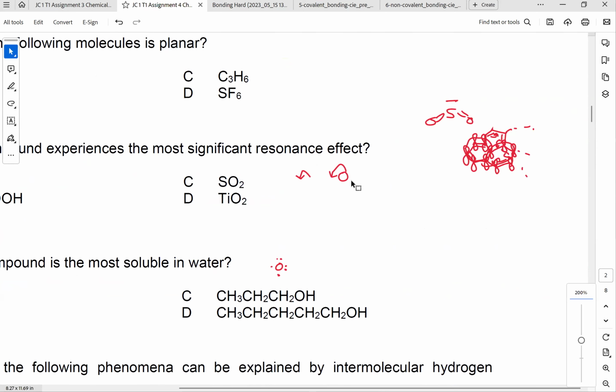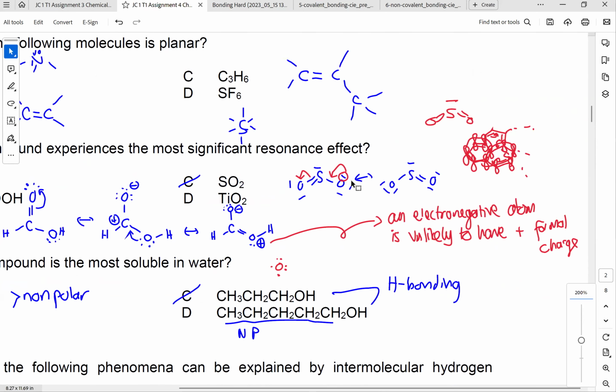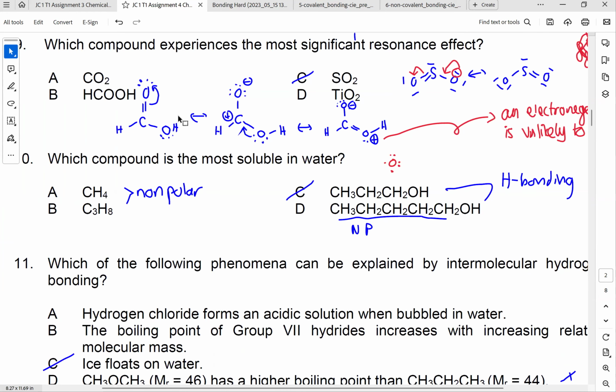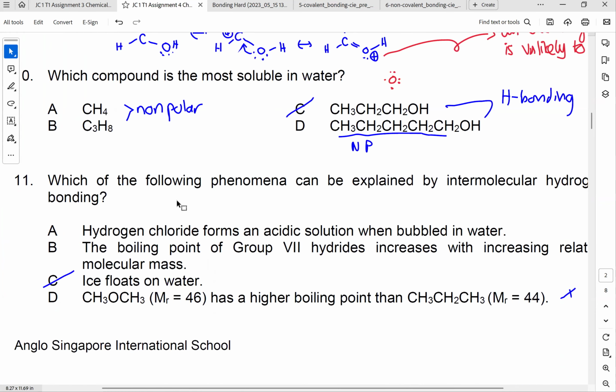So the position of the double bond and lone pair can change. That's called resonance effect. So when they change a lot, there's high resonance effect, right? Correct. Yeah. Okay. Number 10 is just looking for something with hydrogen bonding and the smallest nonpolar portion. Okay.